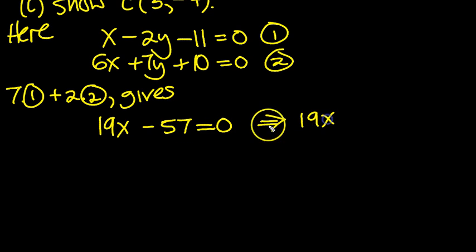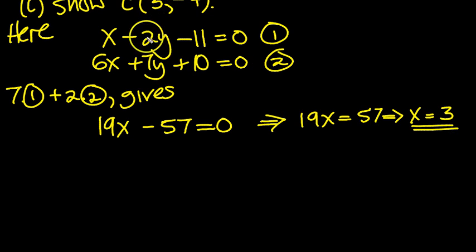So 19x, move the 57 over to be with the 0. 7 of these and 2 of those will still give 0. Okay, so that's what we've got here, just to double check that. Move the 57 over, you get that. And then divide by 19, you can see that 57 over 19 is 3. There we go. So C has x equals 3 then.